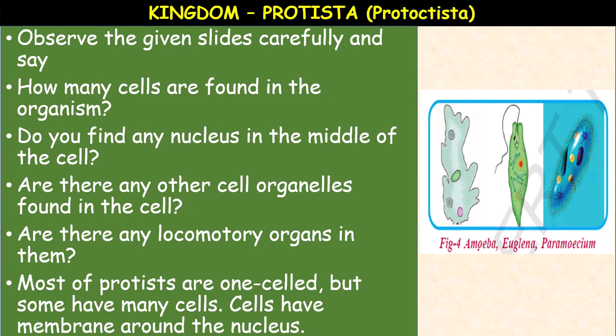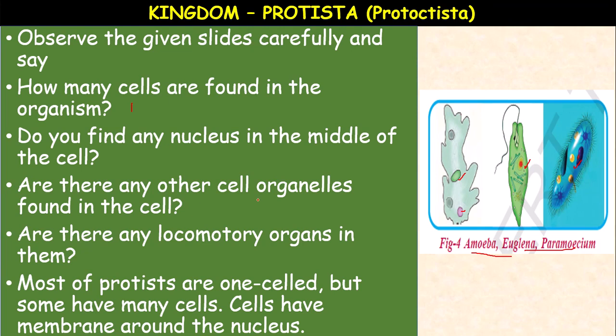In this slide, amoeba, euglena, and paramecium, three are given. So how many cells are found in the organism? Only one cell, single cell. Do you find any nucleus in the middle of the cell? Yes. So here nucleus is there. Nucleus is present.